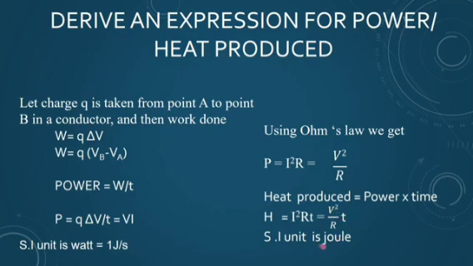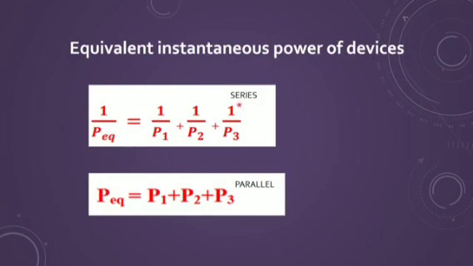So the unit is joule because it is a form of energy. So the SI unit of energy is joule. But if you want to derive the expression for the equivalent power of devices, then in series we are getting 1 upon P equivalent equals 1 upon P1 plus 1 upon P2 plus 1 upon P3. I am not doing that in detail because it is not mentioned specially in your syllabus. But at times, if you want to use the formula for parallel, it is P1 plus P2 plus P3. You can keep these in mind and use them directly in numericals.